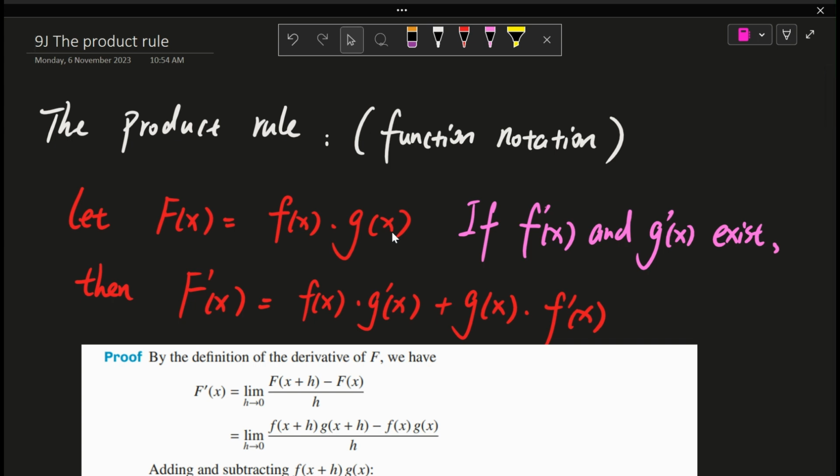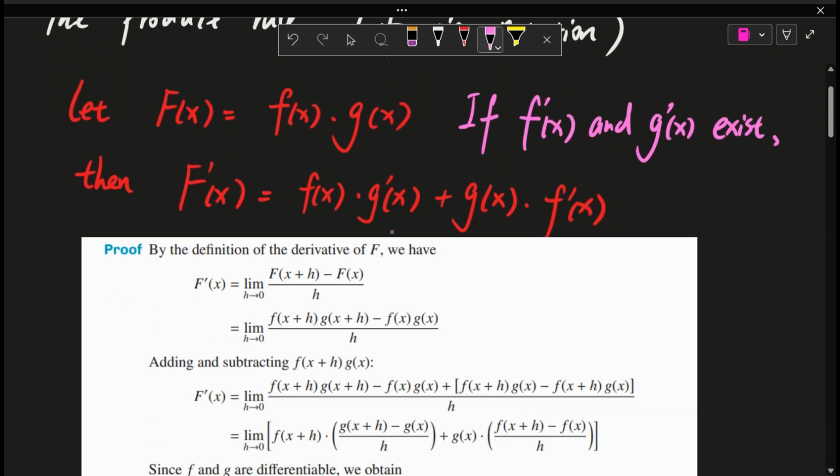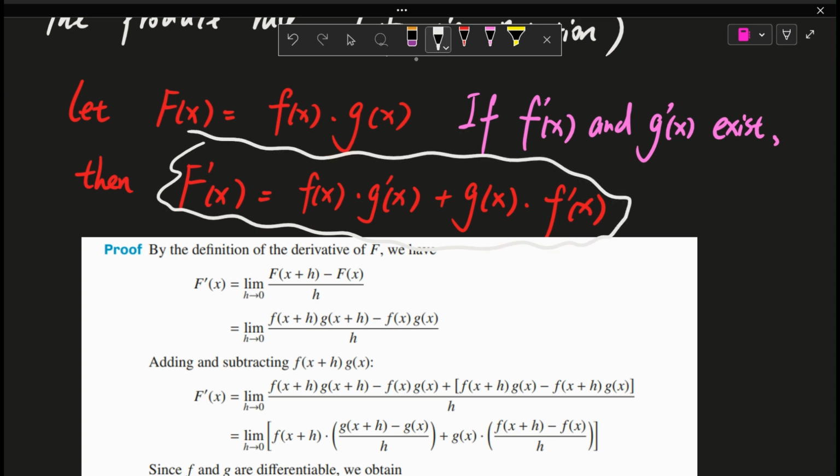I know we're going to play with the product rule today, which is a pretty important rule for derivatives. The product rule, in function notation: if we have two different functions multiplied by each other, and their derivatives exist, then the derivative of the product will be the first function times the derivative of the second function, plus the second function times the derivative of the first function. It sounds complicated, but please make sure you write this one down in your notebook.